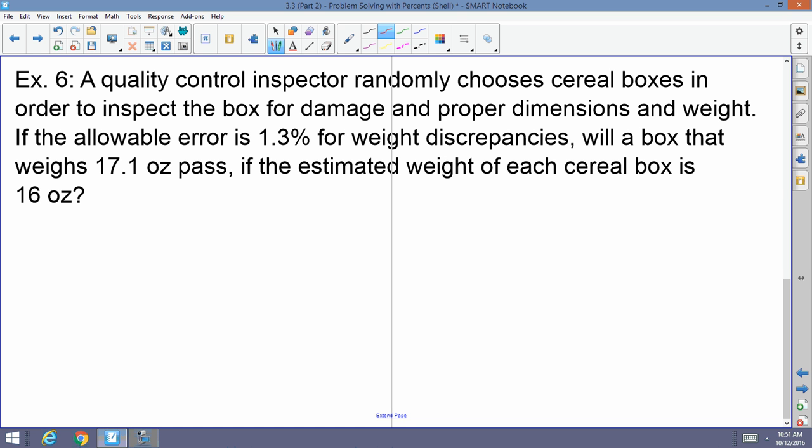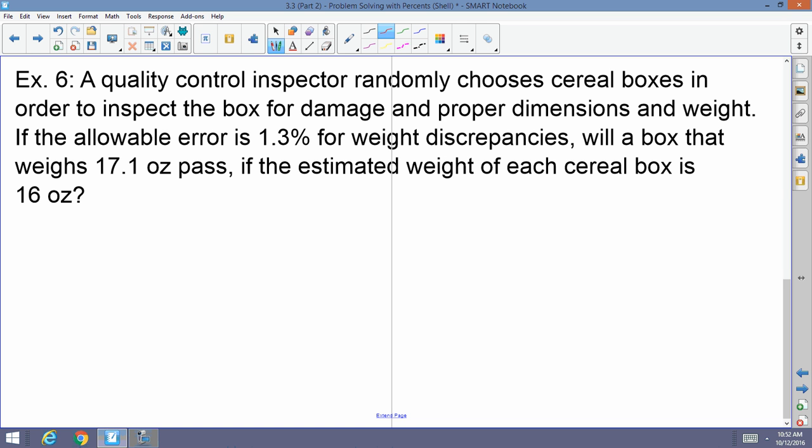What do you guys think we would do here? How would I test if this was right? You're the quality control guy. You get paid a lot of money, by the way, for this job. It's a very good job, quality control specialist. You're getting paid a lot of money. You can have an allowable of 1.3%. How do you know if this cuts the mustard or not?